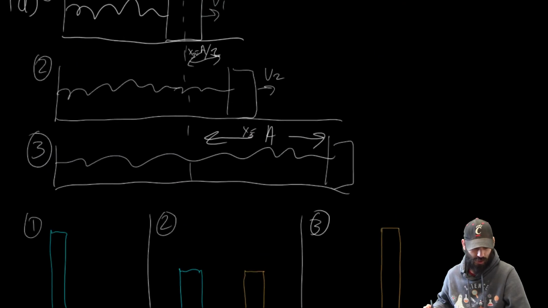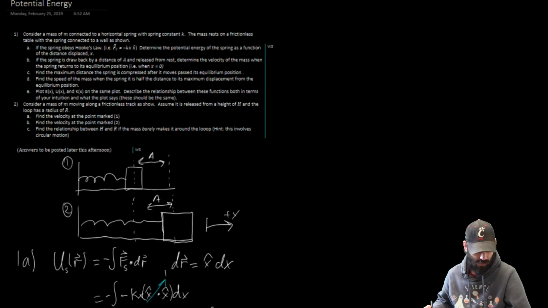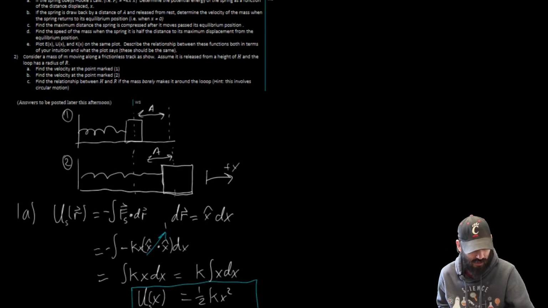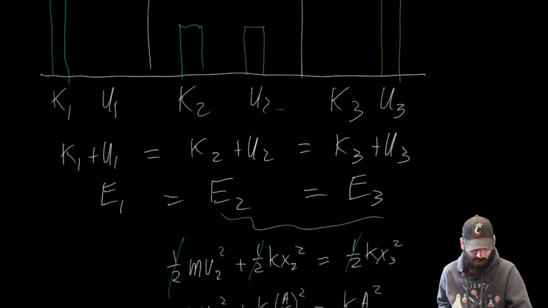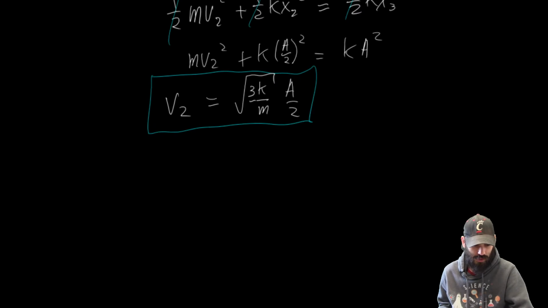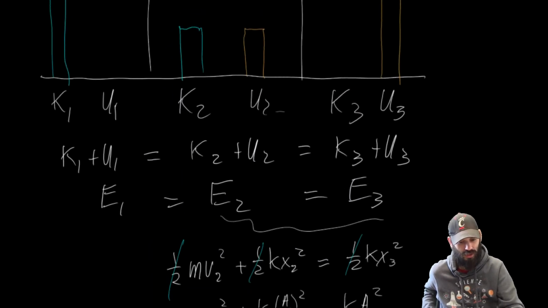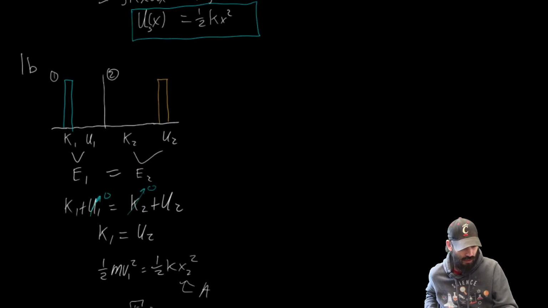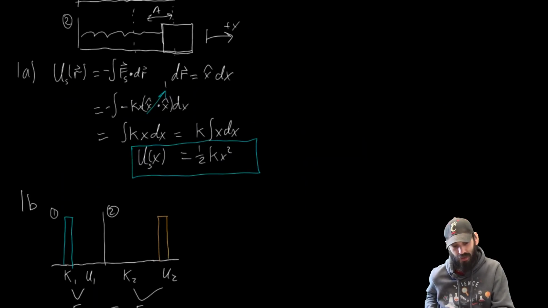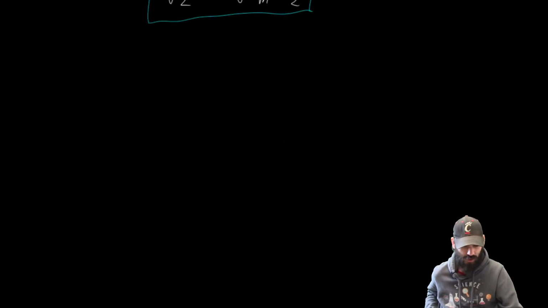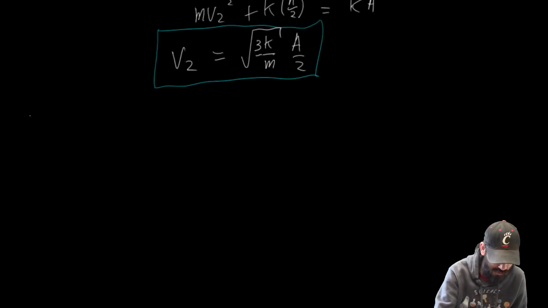Now, the next question asks us to plot this. So we got the speed when it's half the distance. Now we just want to do a plot. The easiest thing to plot really is the potential energy, right? Because we have a function for that. We found that this was going to be 1/2 k x squared. So we know what plots of x squared look like. This is going to be like this.